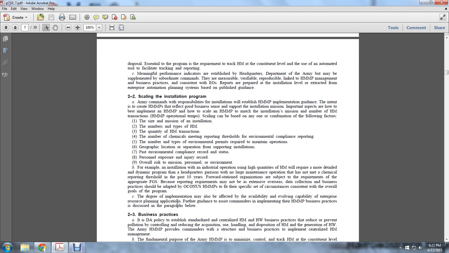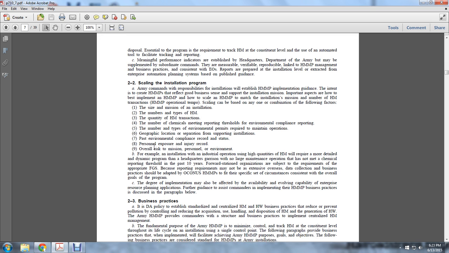Scaling can be based on any one or a combination of the following factors: the size of the mission of the installation, the number and type of hazardous materials, the quantity of hazardous transactions, the number of chemicals meeting the reporting threshold for environmental compliance reporting, the number of technical environmental permits required to maintain operations, geographical location and separation of supporting installations, past environmental compliance record and status, personnel exposure and injury records, and overall risks of the mission to personnel or environment.